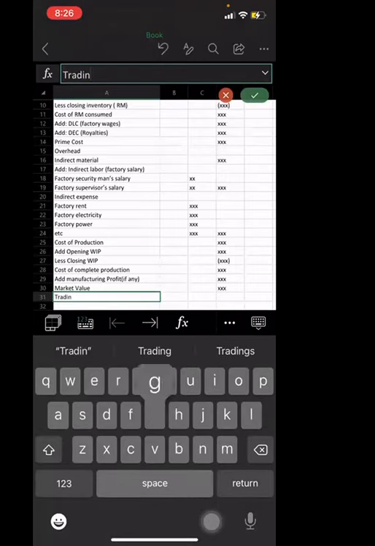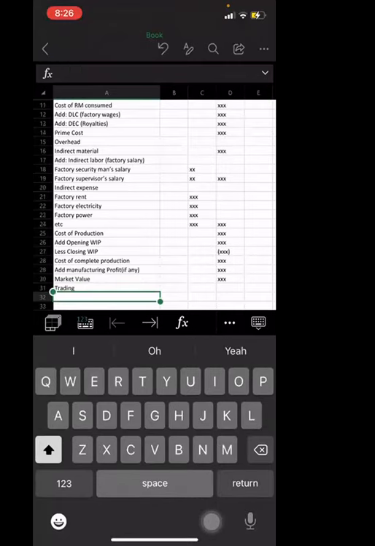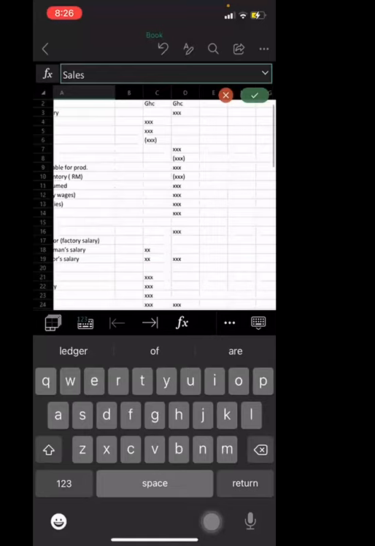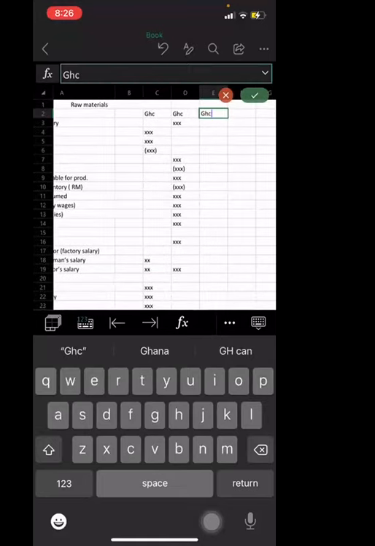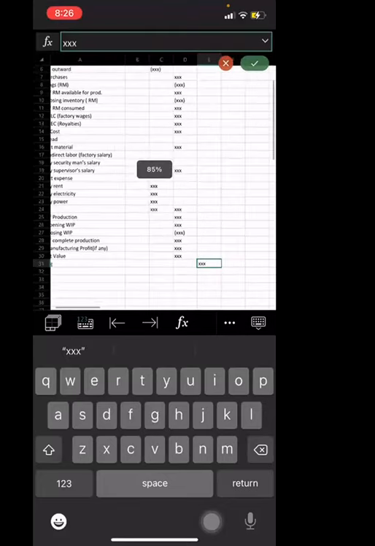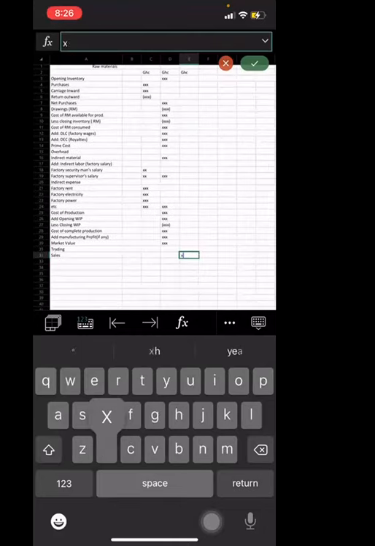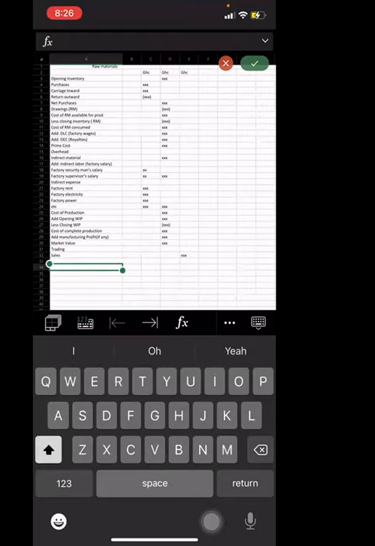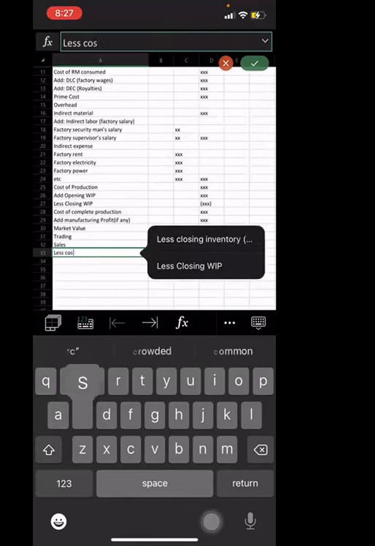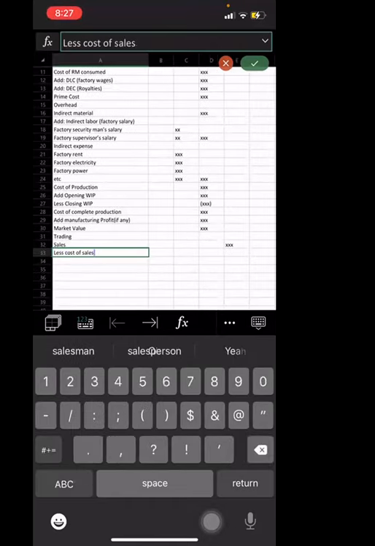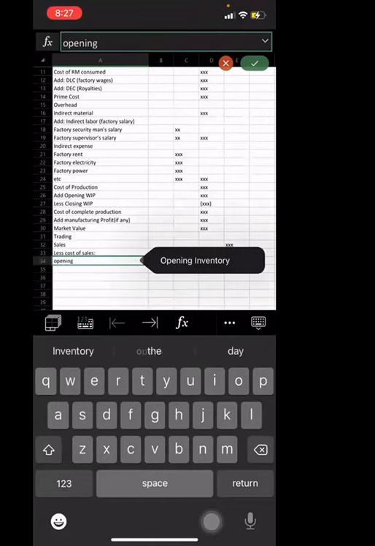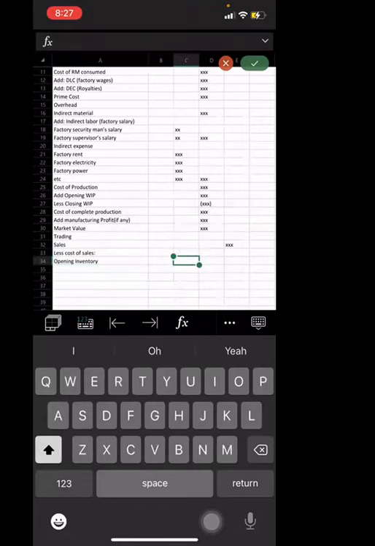So we have trading, and under trading, we have sales. We would create a column here, and our sales figure would come here, less cost of sales. In the cost of sales, we have opening inventory, and we have our opening inventory here.